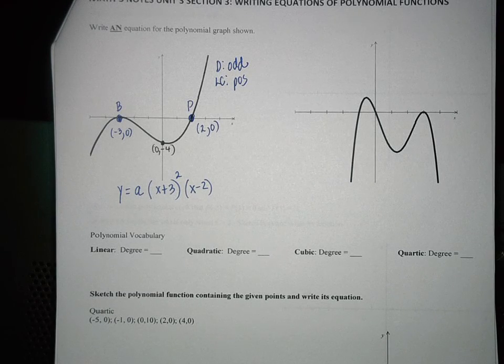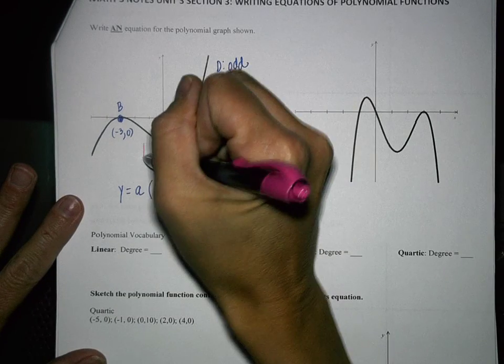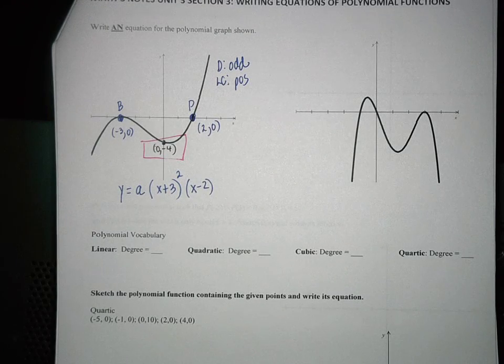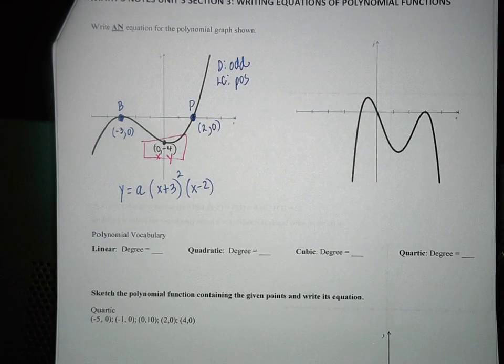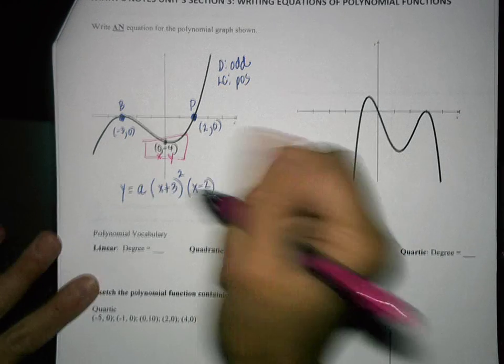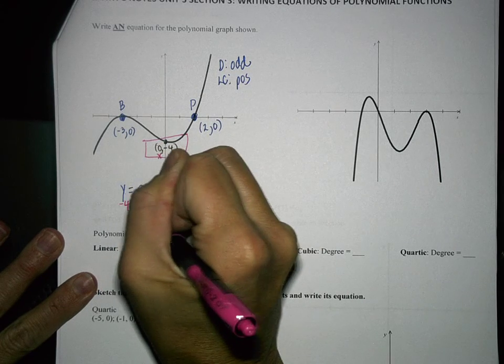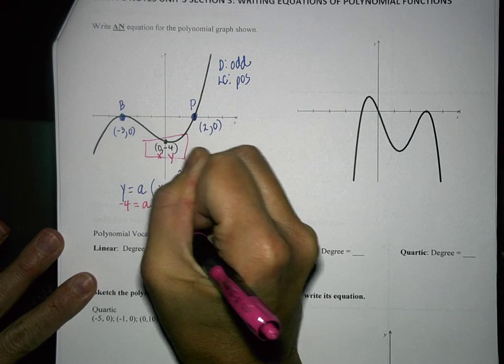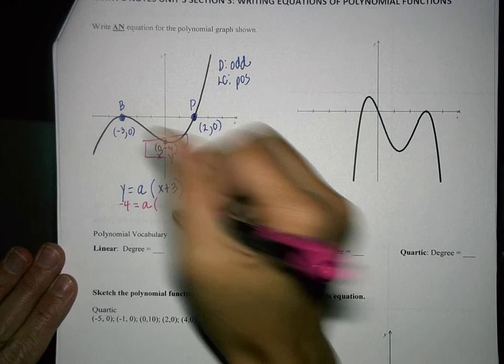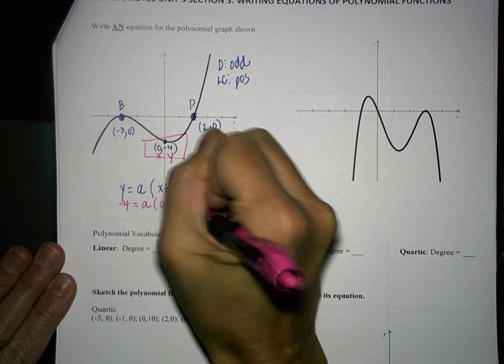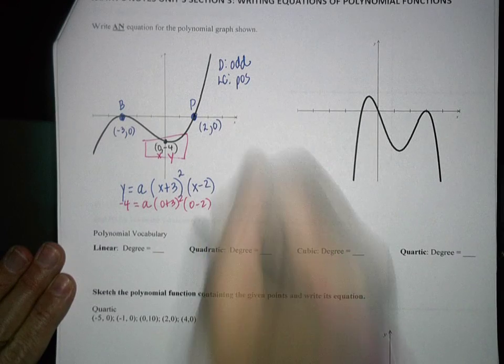Now, how do you think I'm going to find that a value? Very good. You are going to plug in your y-intercept, because here we have an x value and a y value, and we are going to solve for a. So we write -4 equals a, and then what's my value for x? 0. So I have (0 plus 3) squared times (0 minus 2).